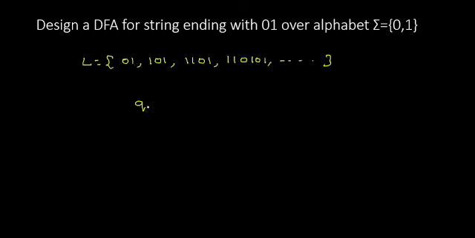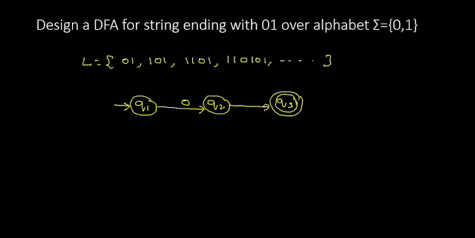So let us make q1 as an initial state, and q2. I want to end the string. So when I give 0, I go to a state called q2. Now when I give an input of 1, it should go from q2 to q3. Now this will actually end it. But what is a way of starting it?